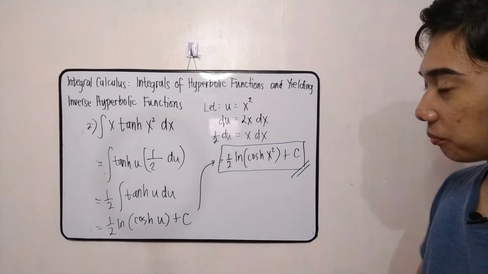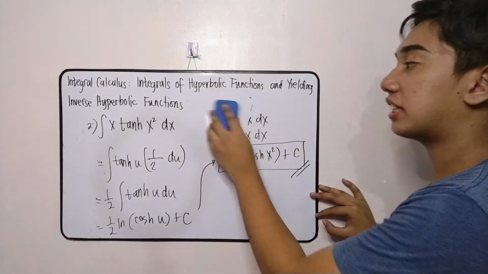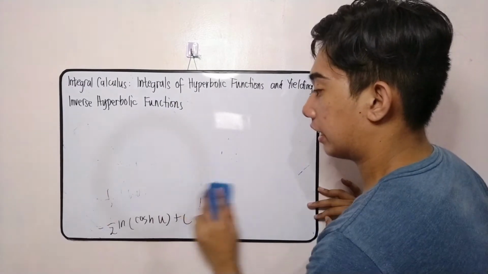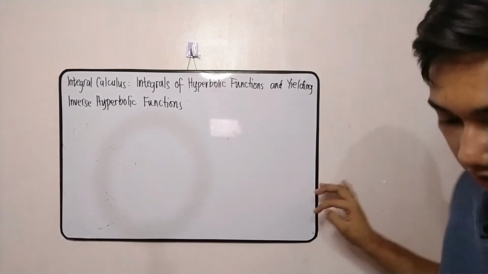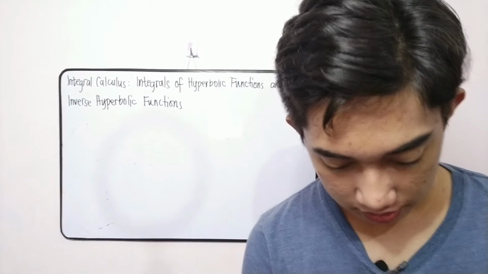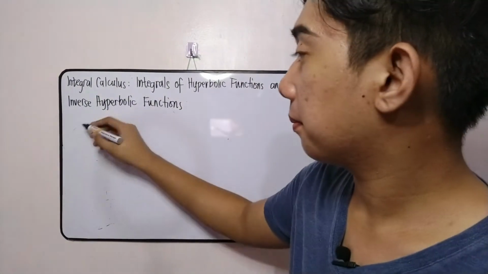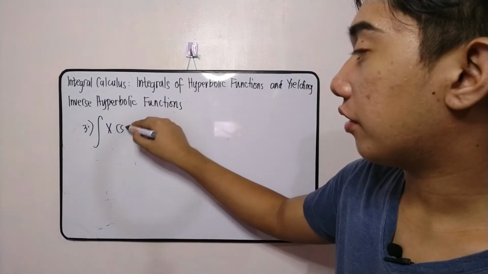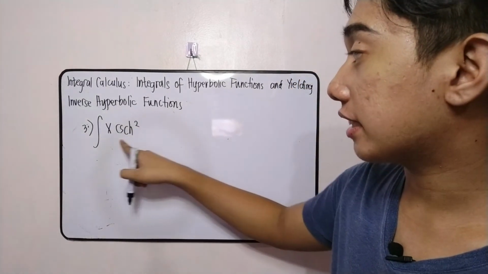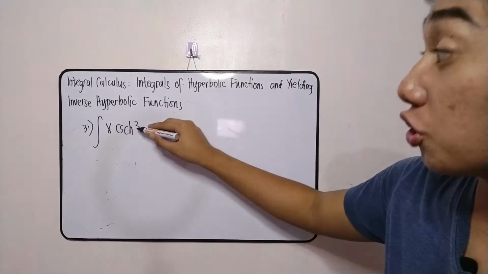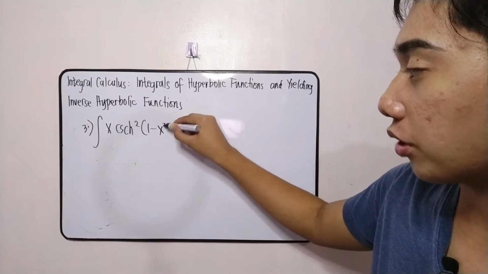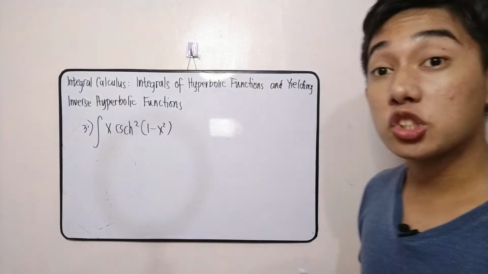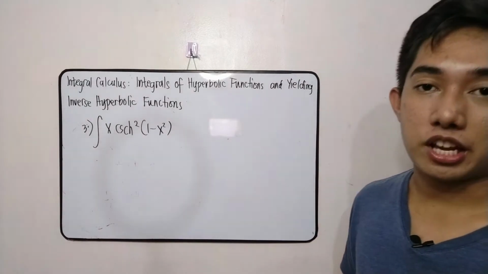So, for the last example of this lesson, okay, let's have this one. The integration of x times hyperbolic cosecant squared of 1 minus x squared dx.